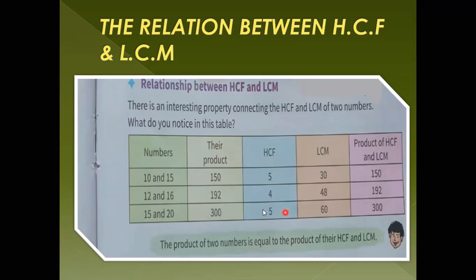If you observe this table, you can see the product of two numbers is equal to the product of their HCF and LCM. If you multiply these two numbers, and multiply the HCF and LCM also, both are the same. The product of two numbers is equal to the product of HCF and LCM.